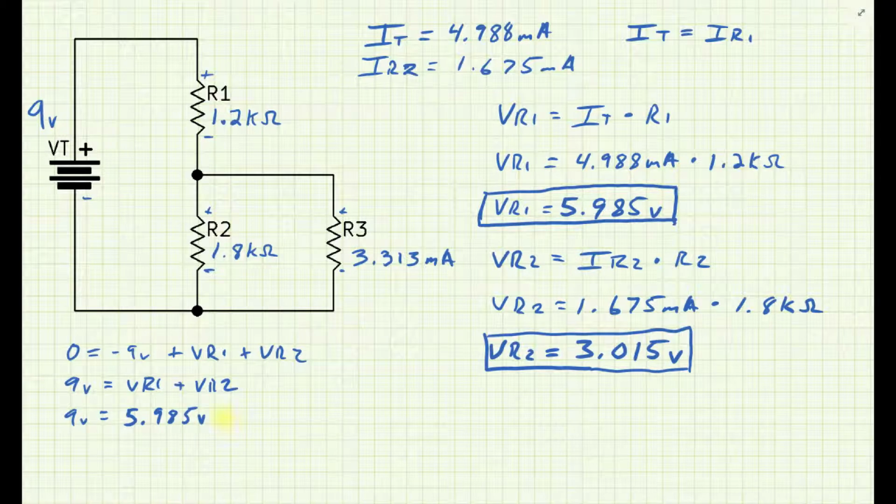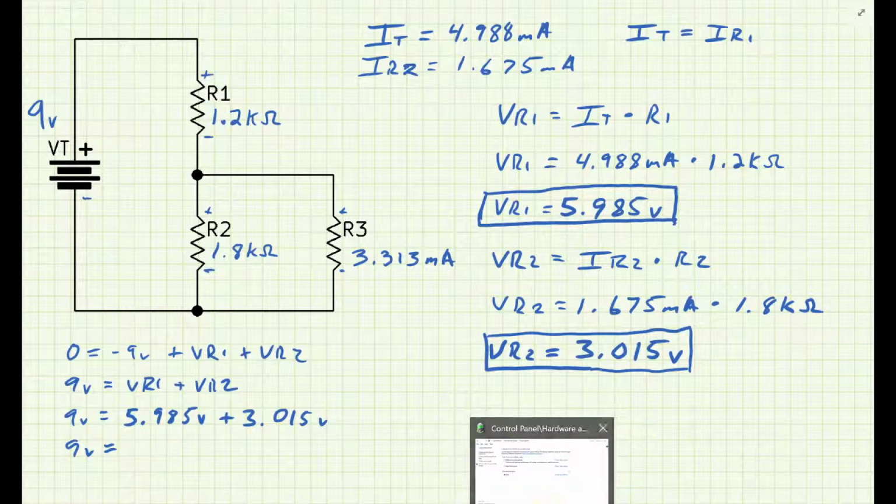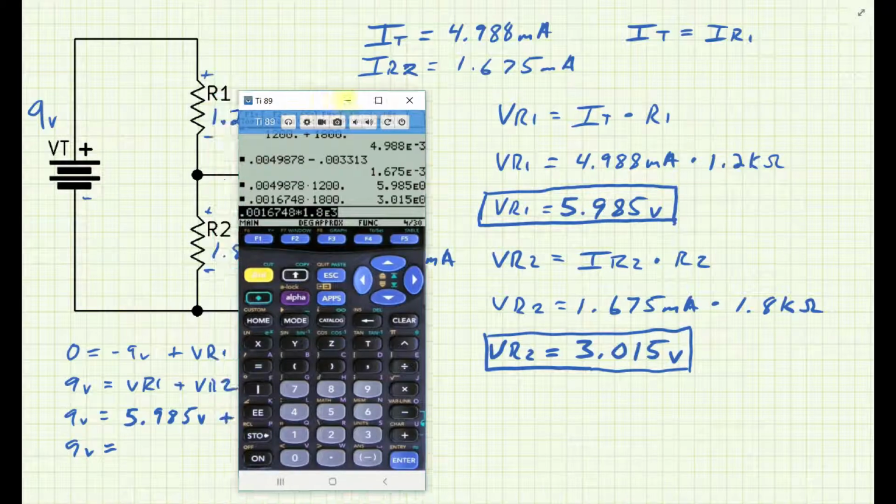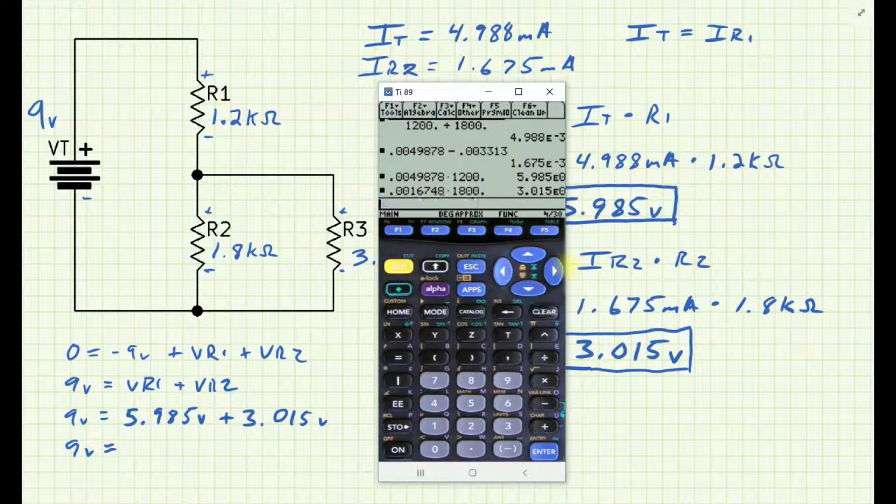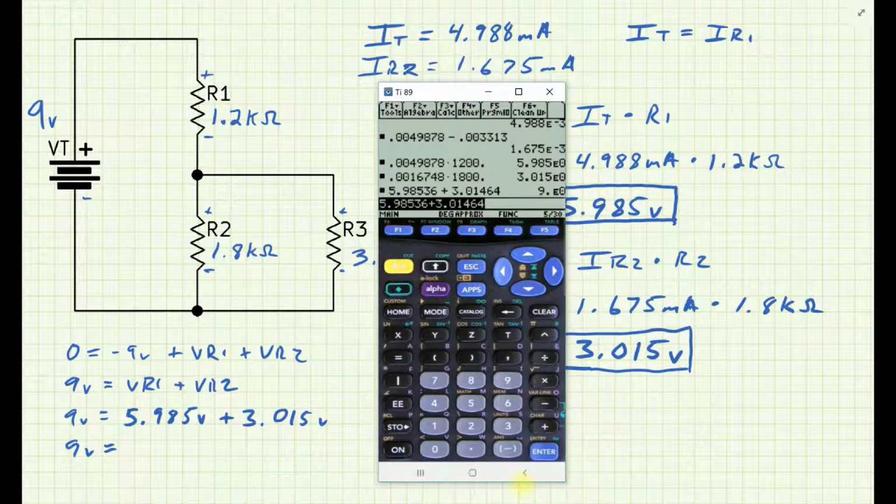5.985 volts plus 3.015 volts. Okay, so 9 volts. Let's see if 9 volts equals 9 volts. Let's bring back the calculator. I've just got my numbers stored in my calculator. So I had my 5.985 volts, which is VR1, plus my 3.015 volts, which is VR2 and VR3. Okay, and I'm getting 9 volts. 9 volts even.